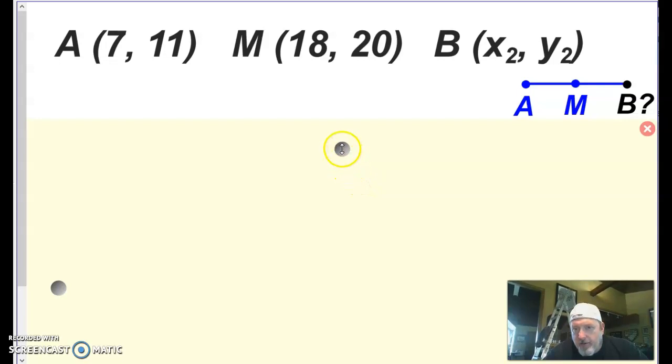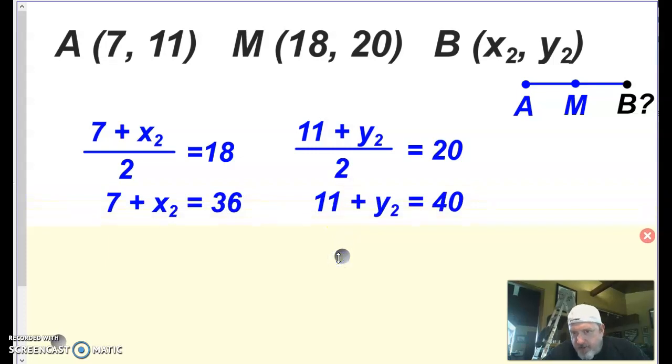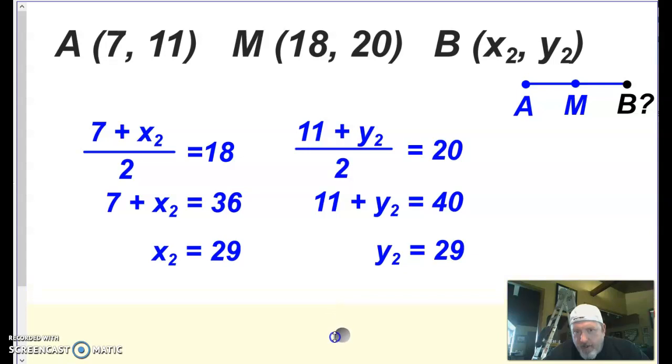We still use the midpoint formula to do this. I know that 7 plus this second x value divided by 2 has to be 18. And I know that 11 plus our second y value divided by 2 has to be 20. So I can set up my two equations here to find point B as such. And now to solve these, I'm going to multiply by 2. So 7 plus x2 is 36, 11 plus y2 is 40. And now using subtraction, I can find my x2 and y2 coordinates. And what we find out there is that x2 is 29 and y2 is 29.